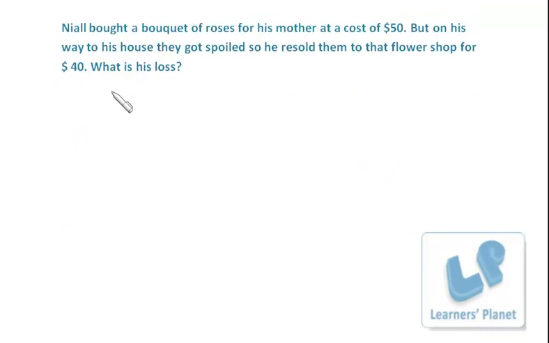Now this is the last sum for this session. Niall bought a bouquet of roses for his mother at a cost of $50. But on his way to his house they got spoiled. So he resold them to that flower shop for $40. What is his loss? So we already know that it's loss because it's given in the question. So again we'll follow the same. Now this is the cost price, this is the selling price. So the statements, but before that selling price minus cost price.